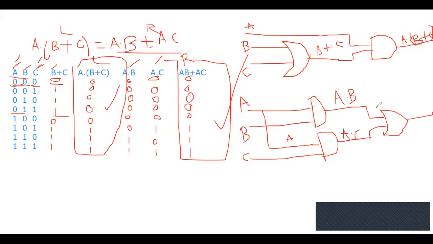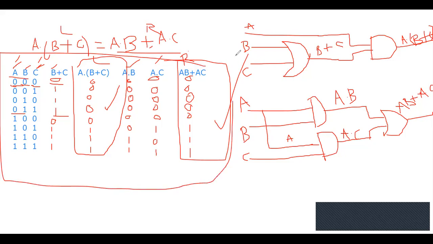Okay, ma? So A dot B plus A dot C. Do you understand how to draw this? Okay, ma? Next. In this distributive law, another law will be there. For each law, we draw the truth table. This is the truth table. And draw the circuit also. Okay, ma?